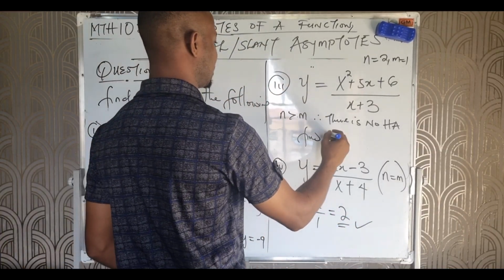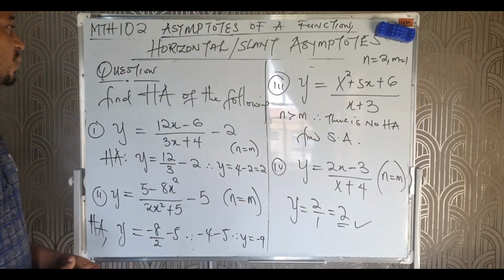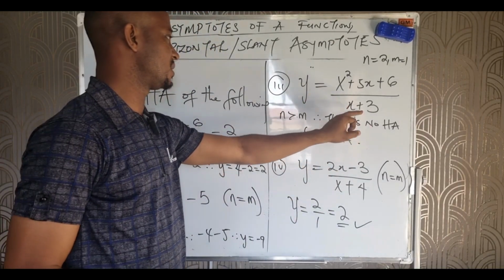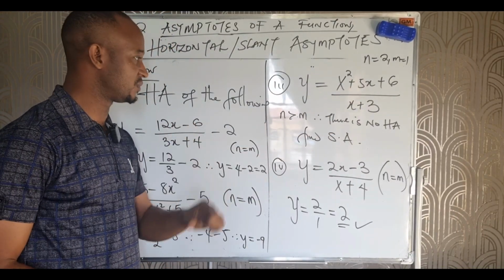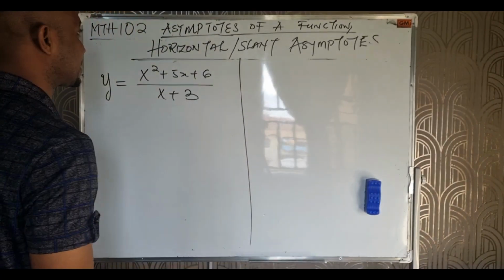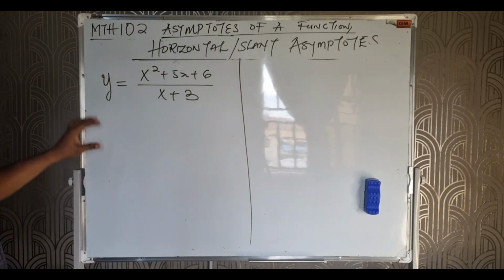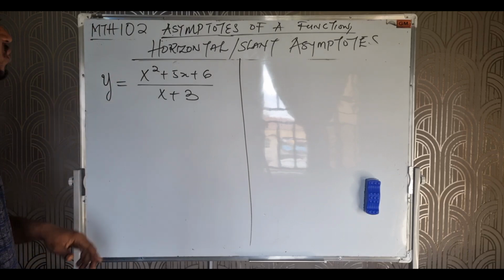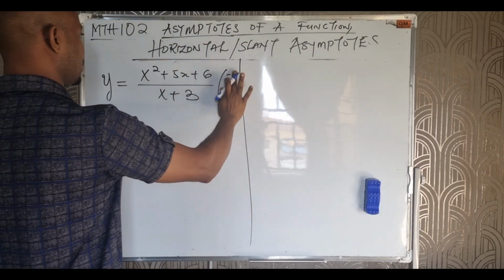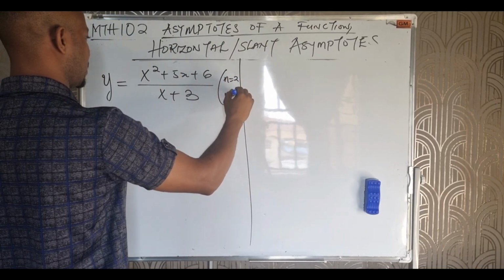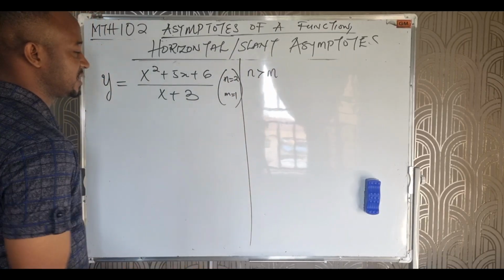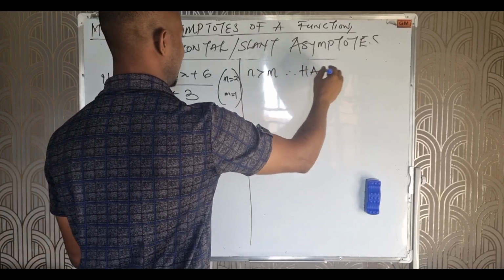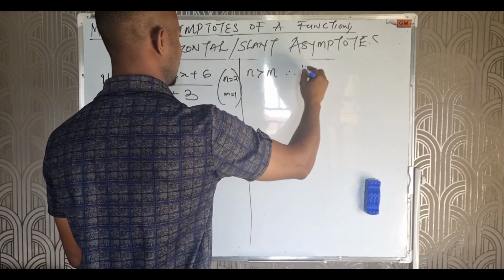Now let's find the slant asymptote with this. Since n exceeds m by 1, the degree here is 2, here is 1, so there's a slant asymptote. How do we find slant asymptotes? This question says find the slant asymptote of this function. If you look at this very well, the degree of the numerator is 2. The value of n is 2. The value of m here is 1, right? The degree of the numerator exceeds that of the denominator. So this simply means that there is no horizontal asymptote. No HA.